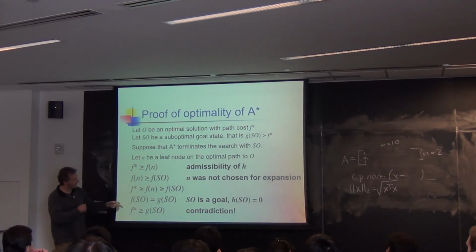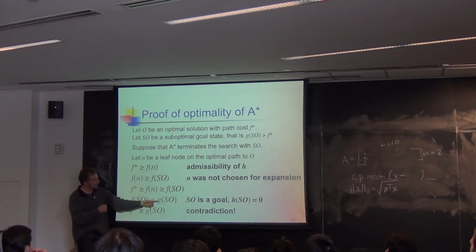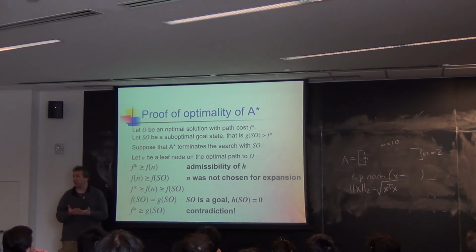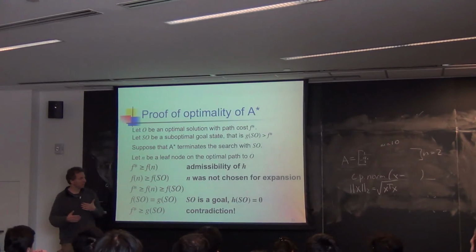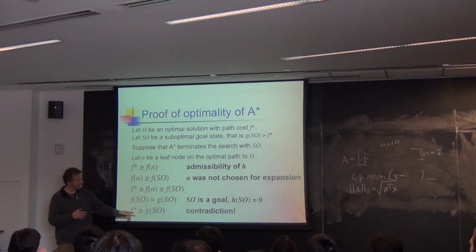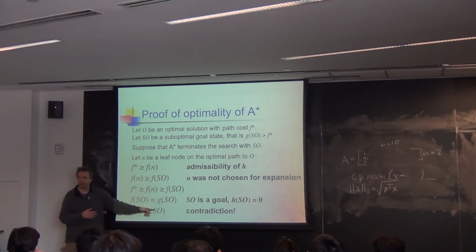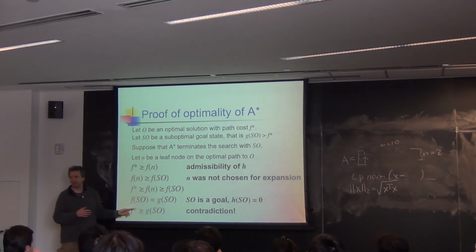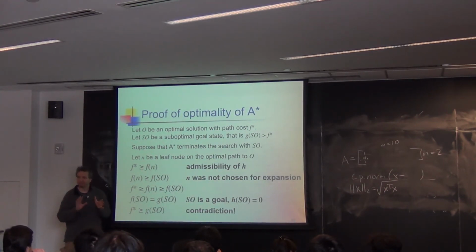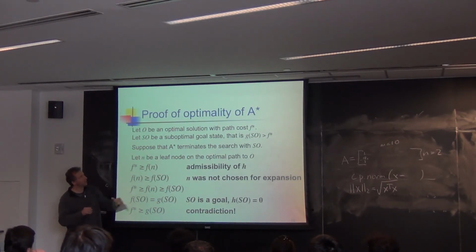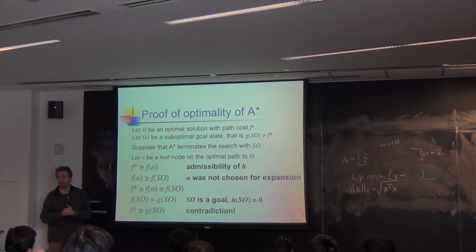All right, so then we know that F of S of O is exactly G of S of O because when you're at the goal state, the heuristic gives you 0 value. So the cost to get there is exactly G. But if that's the case, then F star, because of this equation, is going to be greater or equal to G of S of O. And that can't be because this is the optimal path. All right, so that's the proof that this is going to be optimal if those heuristic properties of monotonicity and admissibility hold.